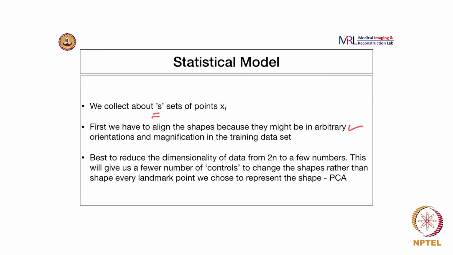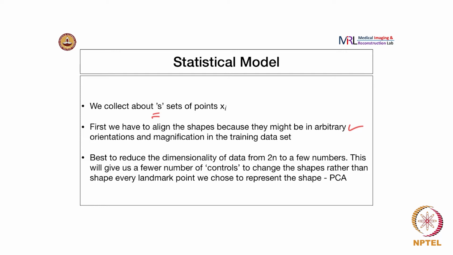Once we have a statistical model, then it is best to reduce the dimensionality of the model. So what do I mean by reducing the dimensionality of the model? Okay. So here, think about it. You have a shape which has n data points, right? Which is basically 2n numbers used to describe that shape. N data points, each point is an x comma y, correct?